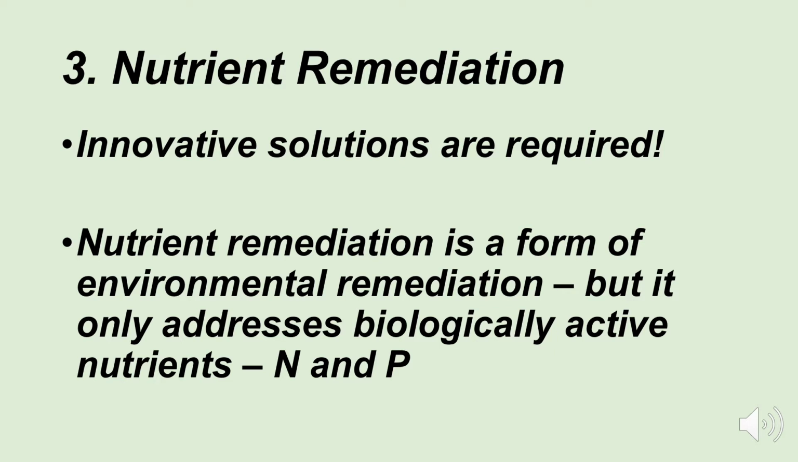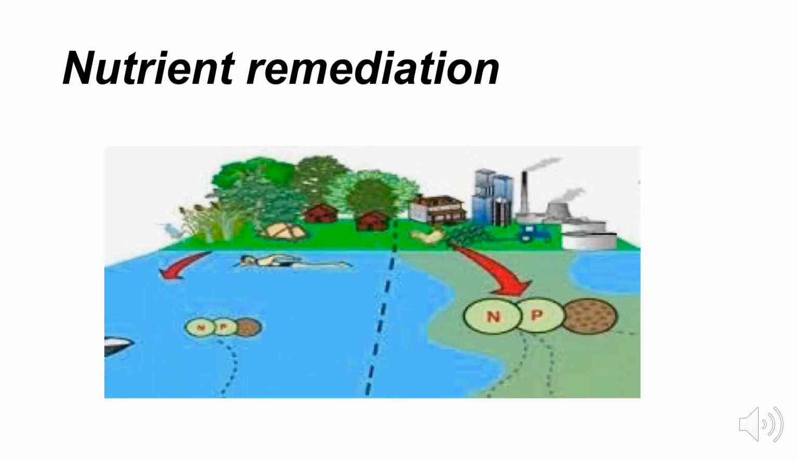Nutrient remediation is a form of environmental remediation, but basically right now we're only addressing nitrogen and phosphorus, the two most biologically active nutrients. So what we're trying to do is keep nitrogen and phosphorus values in surface bodies of water as low as possible. We've done the easy stuff. We've taken care of point sources. We've taken care of points from factories and other things where we know nitrogen and phosphorus are coming from, and we've limited those industries to the amount of nitrogen and phosphorus that can be disposed of in water bodies.